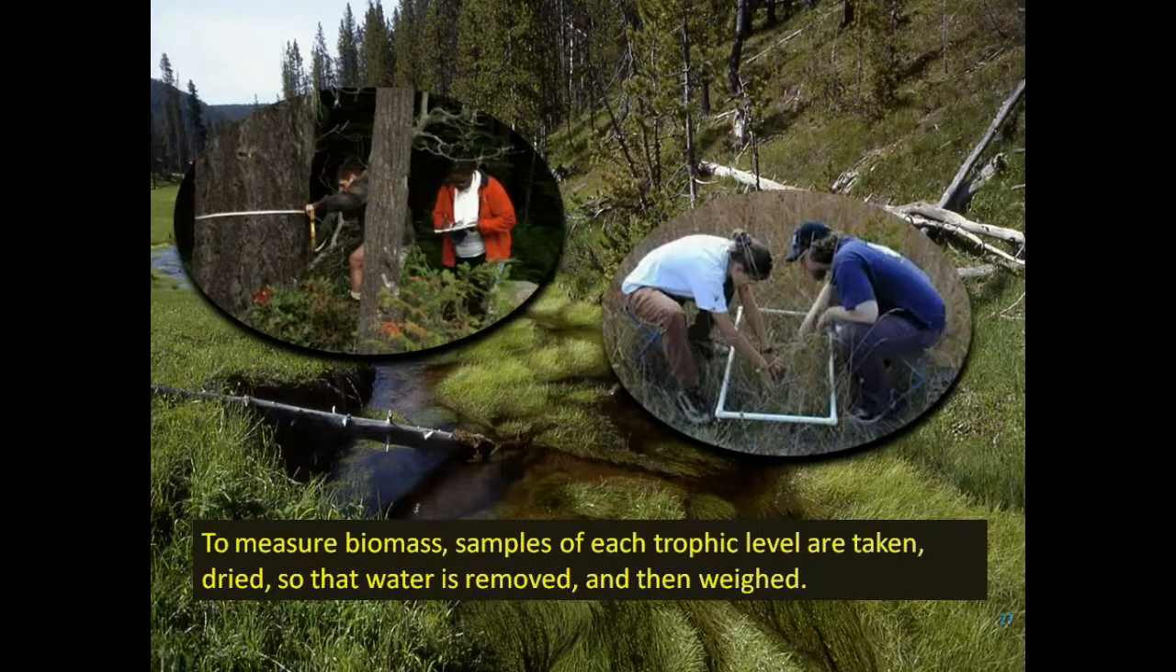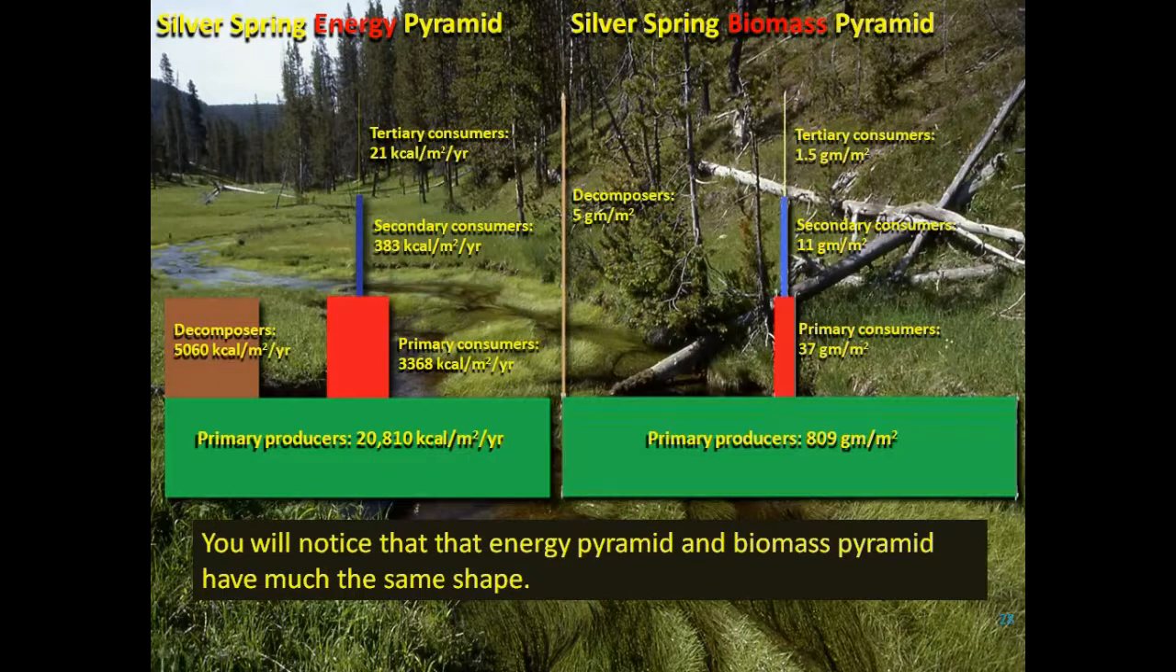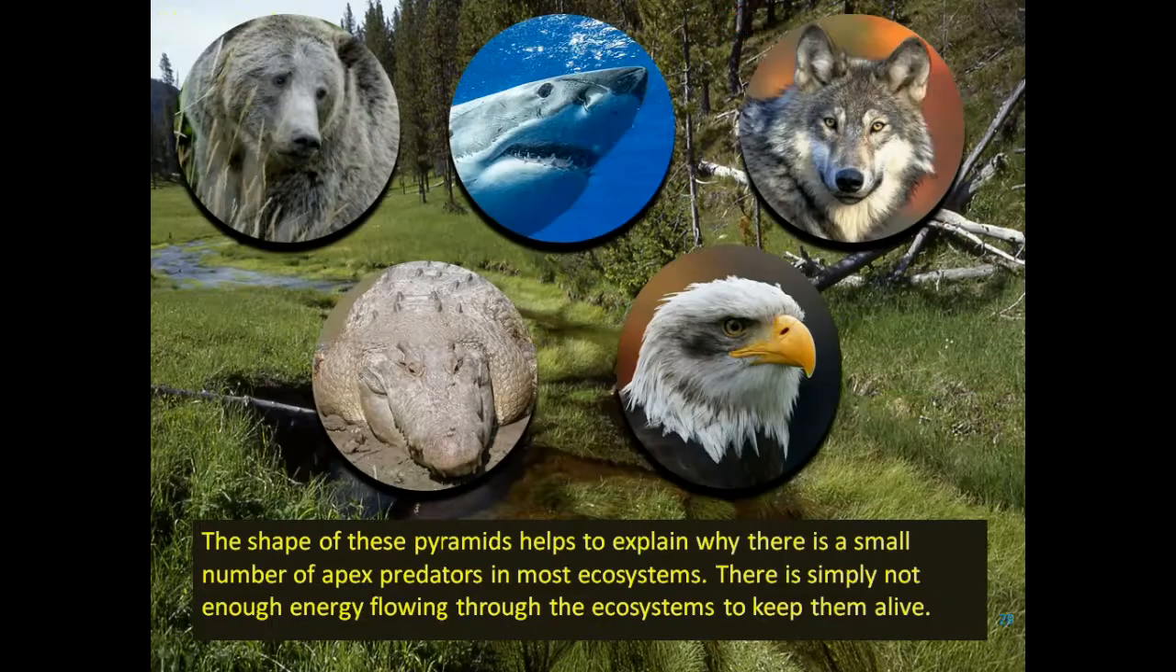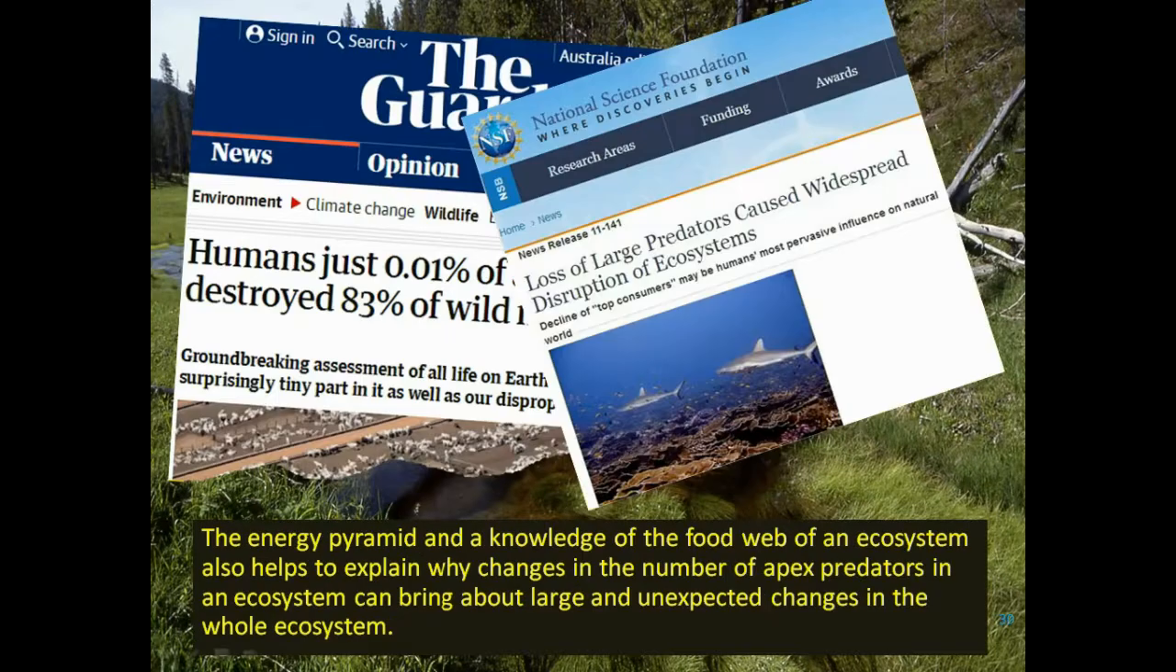To measure biomass, samples of each trophic level are taken, dried so that the water is removed, and then weighed. You'll notice that an energy pyramid and a biomass pyramid have much the same shape. The shape of these pyramids helps to explain why there is a small number of apex predators in most ecosystems. There is simply not enough energy flowing through the ecosystems to keep them alive.